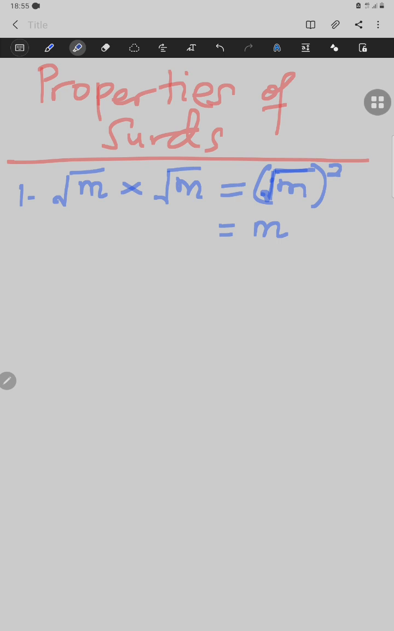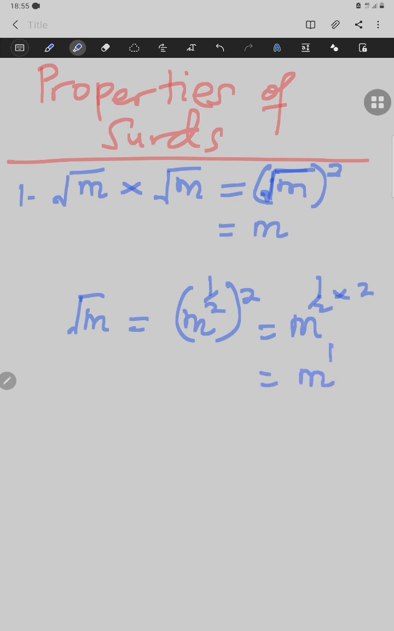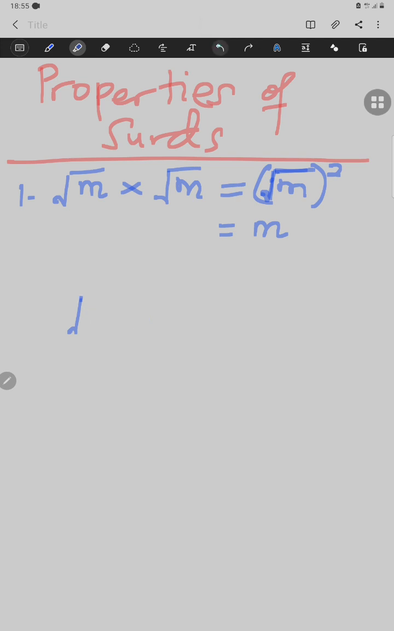So why do we do that? Because the root of m, according to indices, is the same as m exponent half. So when I square both sides, this becomes m to the power half times 2, and this gives me m to the power 1, and it's m. So that is why we are saying that. Anytime a number in a square root is multiplying itself, the square root cancels out.